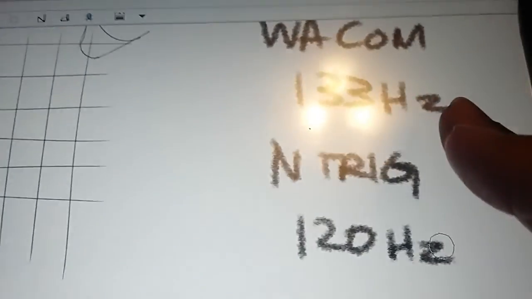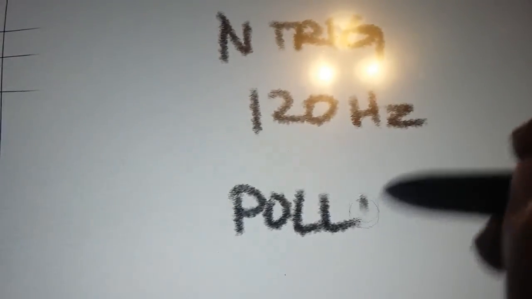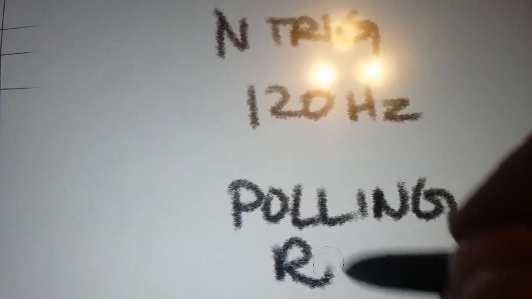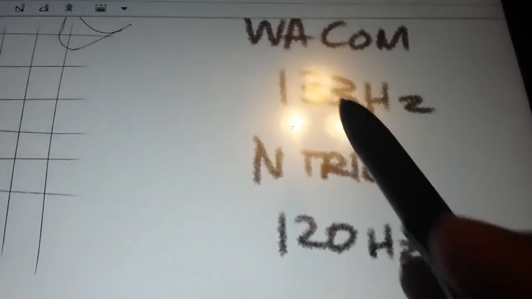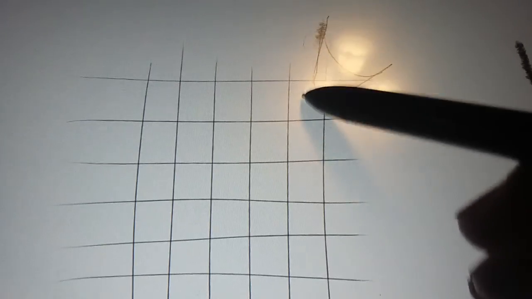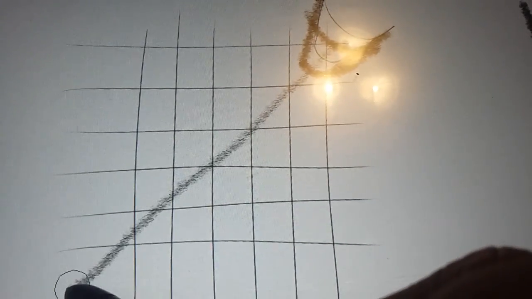So, let's keep that in mind. This is called polling rate. Polling rate: 133 times per second, 120 times per second. A lot of polling. So we're back to this pen scenario. Here's a pen tip, really big. It goes from there to there. This is the grid.